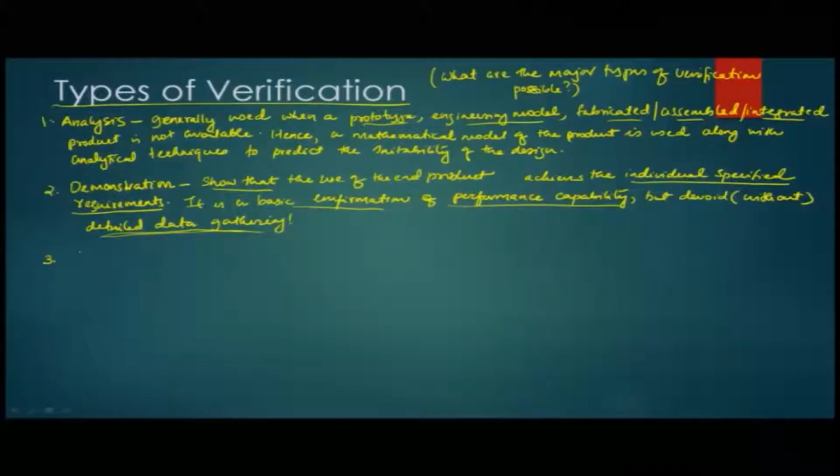So, in demonstration, there is no serious detailed data gathering. Usually detailed data gathering does not happen because collecting data is an expensive process and there is cost involved in it. Now, we talk about the third one, which is inspection. Inspection is another form of verification, and inspection is typically a visual examination. It is a visual examination of a realized end product or system.